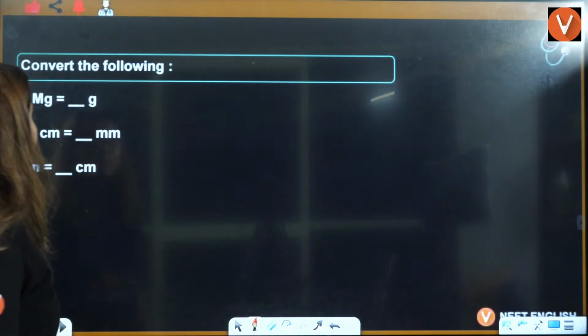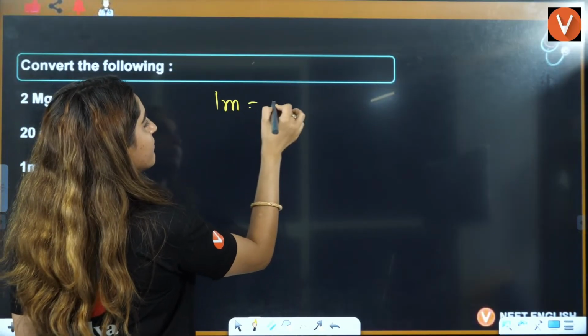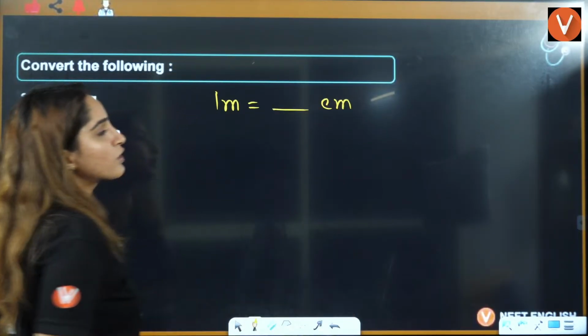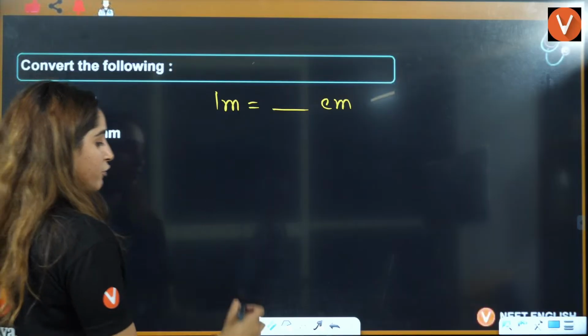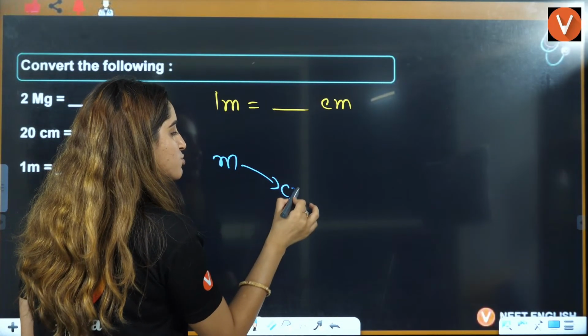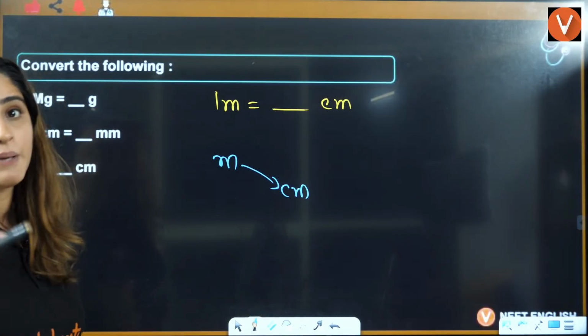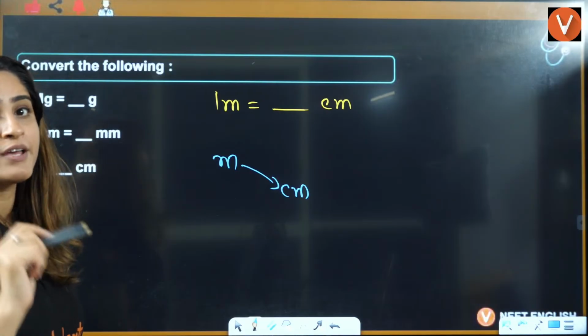Right? Third one is 1 meter to centimeter. This is very simple. 1 meter to dash centimeter. So directly you can say, but if you follow this way, then this is meter, centimeter is smaller. Larger to smaller is always multiplied. L, S is always M.